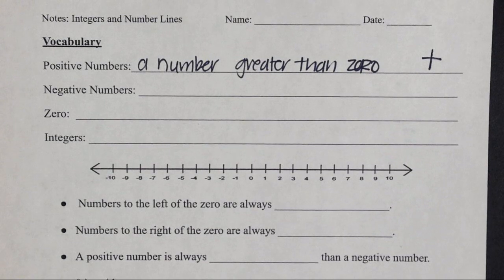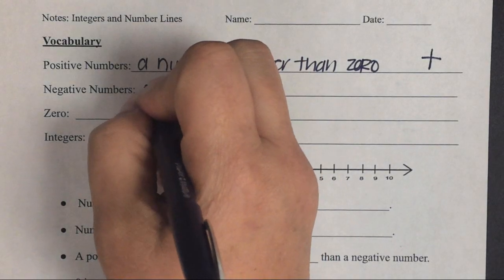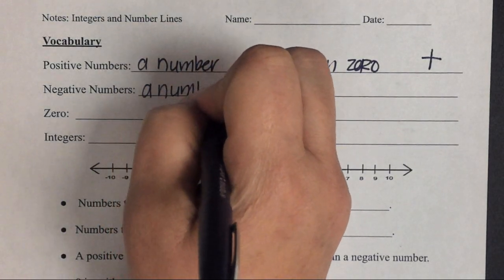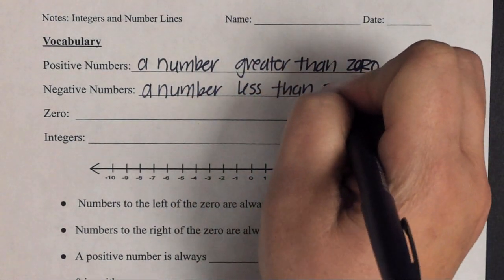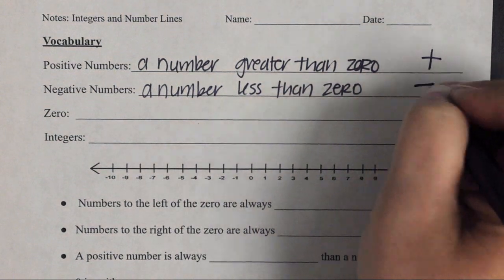So, the flip of that for a negative number would be a number less than 0, and that is a negative sign.